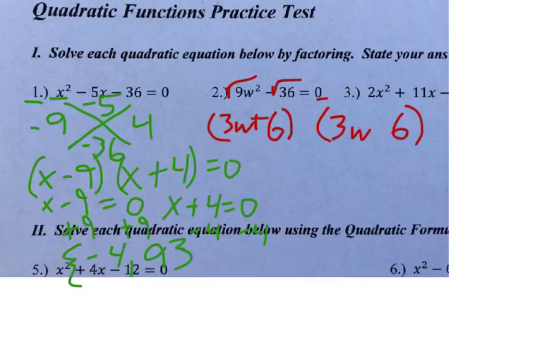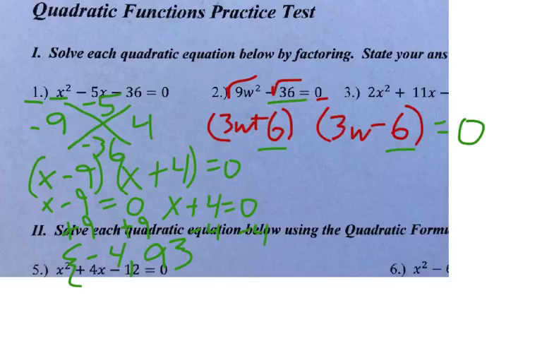And one of them is going to be a positive, the other is going to be a negative. And the reason I know that is because a positive 6 times a negative 6 gives me a negative 36. So I can always use the box method to multiply those back out to make sure I get that.